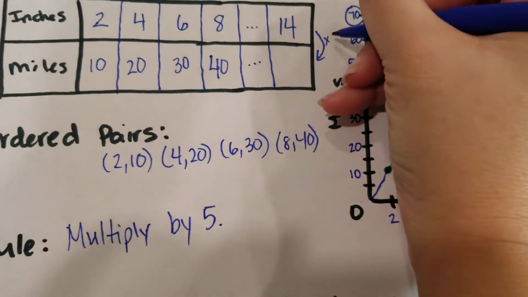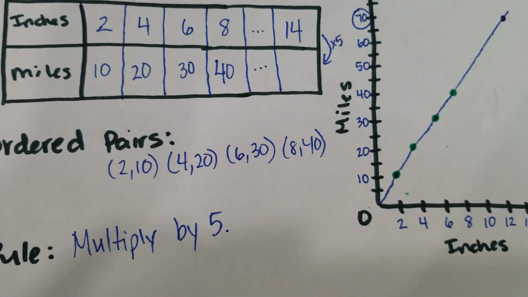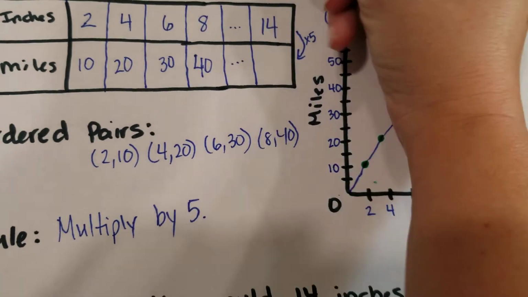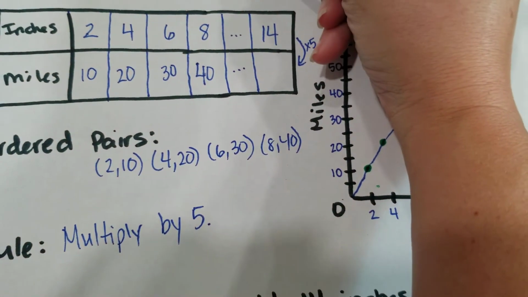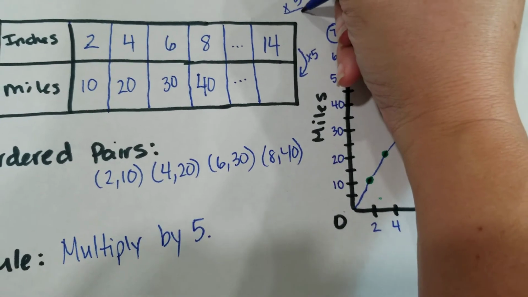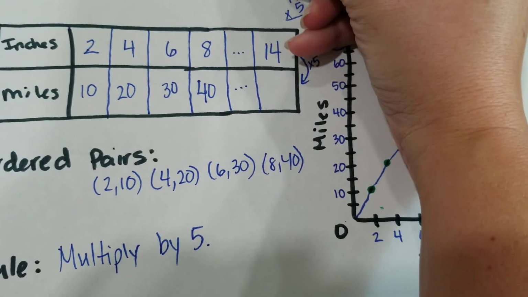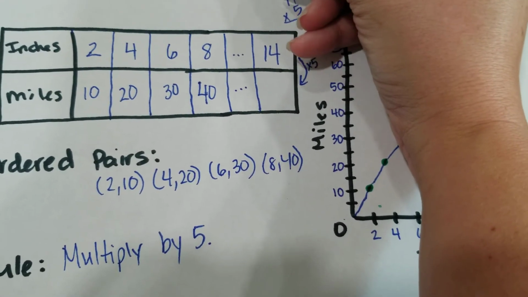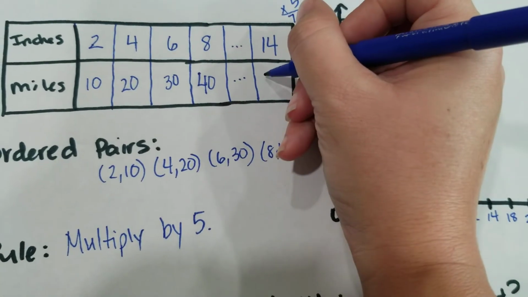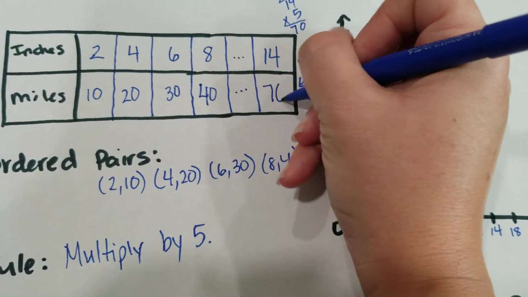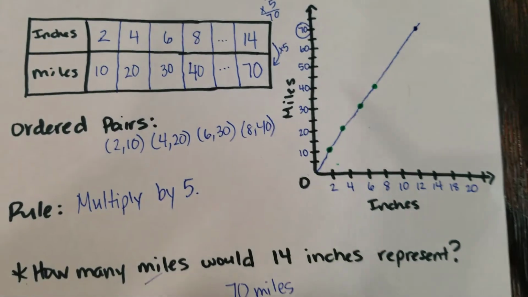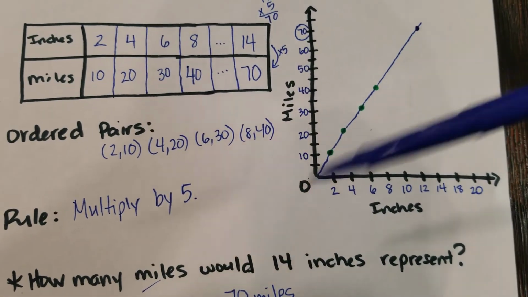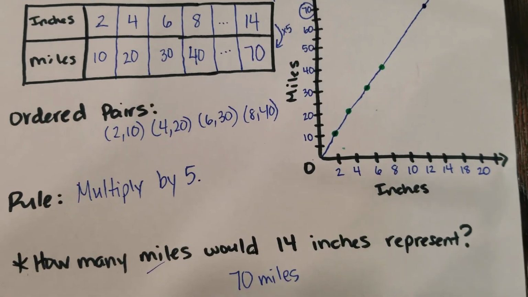So we're going to times 14 by 5. 14 times 5. I'm going to do some side work. 5 times 4 is 20. 5 times 1 is 5 plus 2 is 7, so 70. Right? So I got it right. So I can use my graph to solve questions too, or to answer questions too.